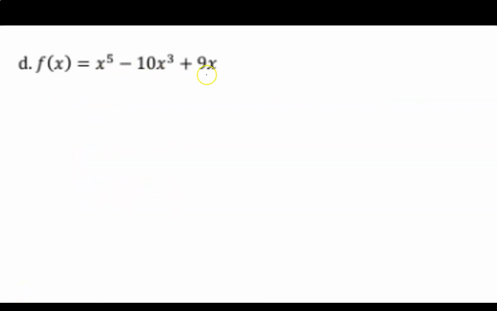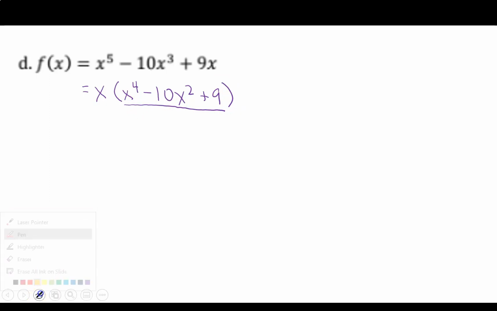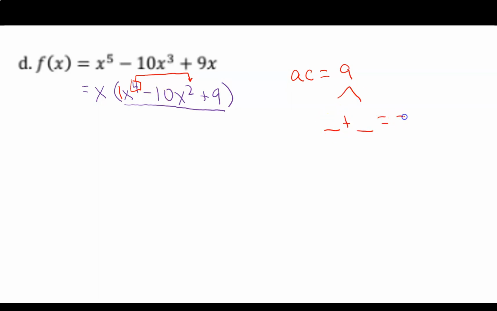This next one, I could factor out an x from each term. So I'll get x to the 4th minus 10x squared plus 9. And when we look at this one, you may remember when we did this in school, we saw that any time that we had an exponent at the beginning that was double the exponent in the middle, we could use an AC tree. So my AC is 1 times 9. And we need the numbers to add to negative 10. Well, in order to have a positive product and a negative sum, we have to have double negatives. So that would be negative 9 and negative 1.